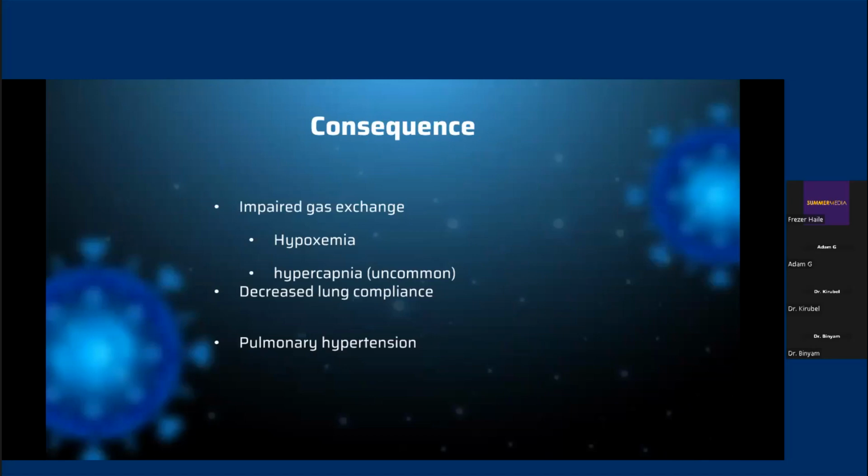Let's say after all these problems, the oxygenation will be impaired. So impaired gas exchange will appear. Hypoxia is one of the consequences, and especially at the end, the patient might develop hypercapnia. Hypercapnia is not as common as hypoxia, but at the end it is one of the poor prognosis signs, because they have low tidal volume and such.